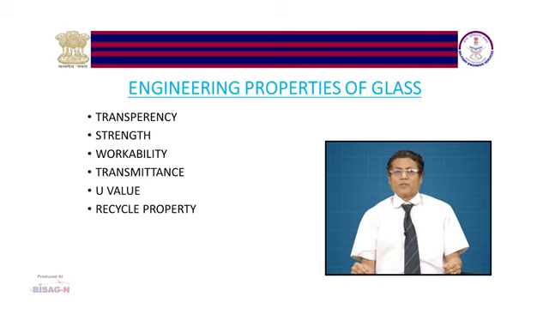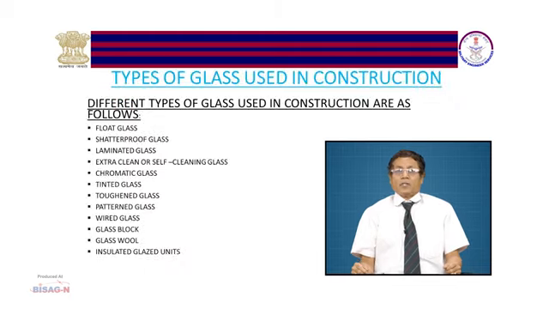Next one is U value of glass. U value represents the amount of heat that is transferred through glass. A glass is said to be insulated if it has a lower U value. Next one is recycle property. Any glass can be recycled 100% and it can be used as a raw material in the construction industries. Now, what are the types of glass used in construction?